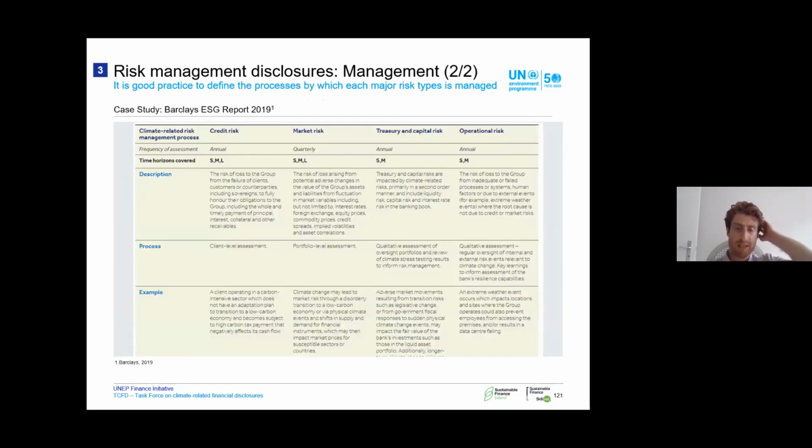This report from Barclays, I think, does a helpful job of covering some of the points on those risk types. As I said, climate risk shouldn't sit in a silo. It should be well connected to the other risk types, to credit risks, to market risks, and in this case, treasury and capital risks, more of a liquidity risk, and then op risk. And what is helpful here is understanding what the risk is, what the time period covered would be, and then how the assessments have been conducted and what has been learned from them.